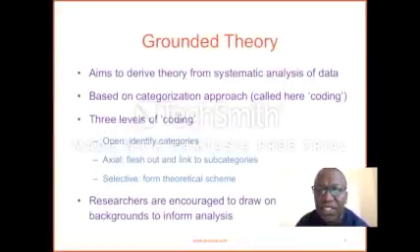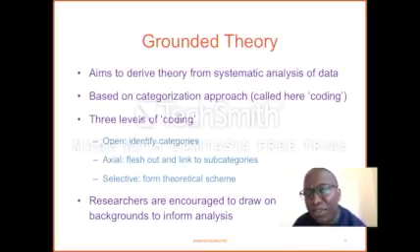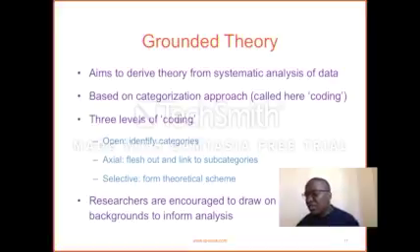Grounded theory aims to derive theory from a systematic analysis of data. So it is based on categorization, what they also call coding. And within this categorization, there are three levels. There is what they call the open level, where you identify categories. So you have a data set with a lot of text responses that you may have derived from your respondents. So you identify various categories from within the text.